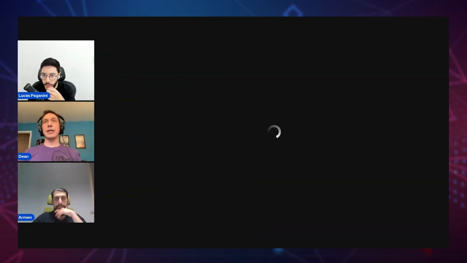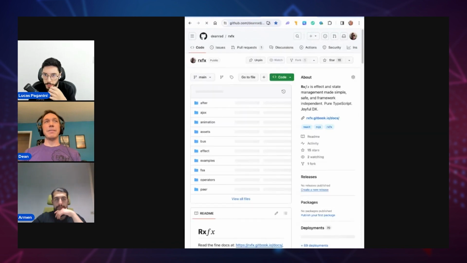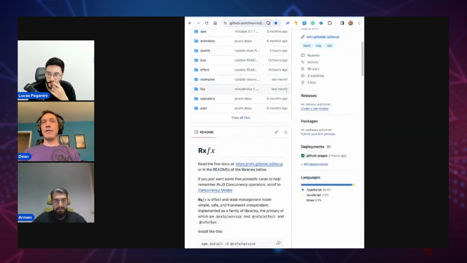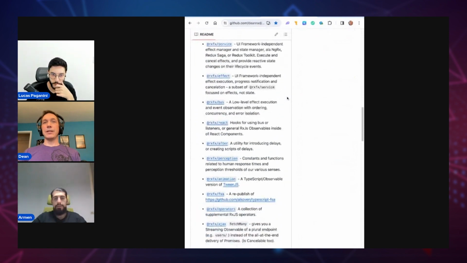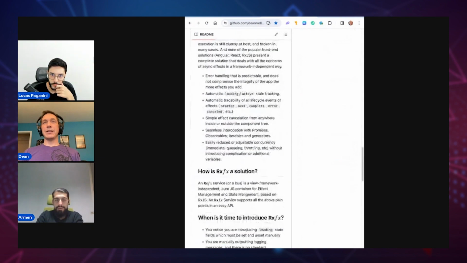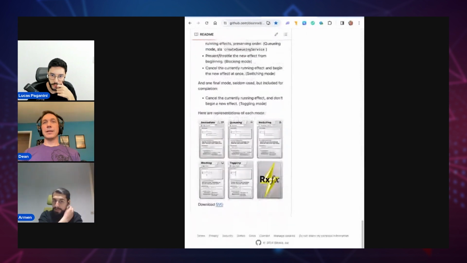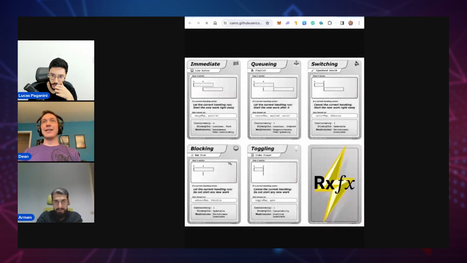Yeah. Okay, so this is the RxFX main repo. And if you scroll down, there's some code examples, and then there's a list of the libraries. Yeah, in the FX one, there's the fascinating set of cards. Yes, and so here is the set of cards that you can use.